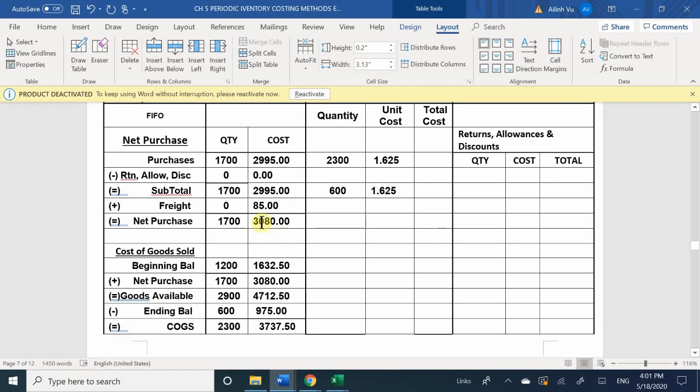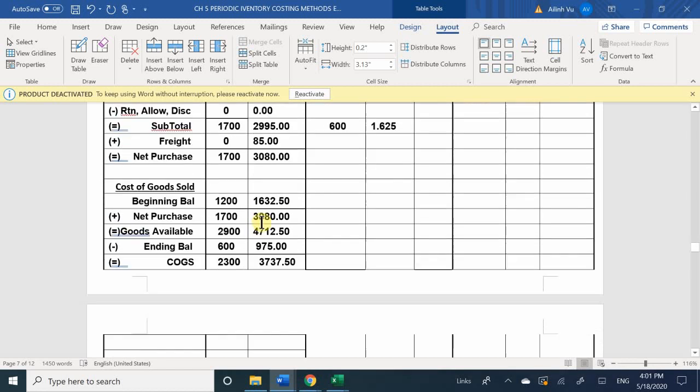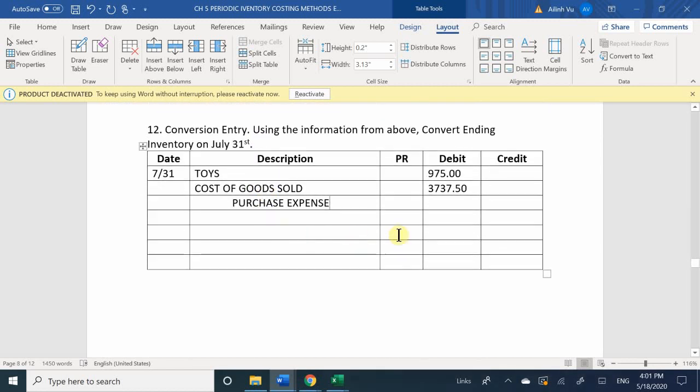Oh, wait a minute. I keep including the doggone thing. $2,995. Yes. And then the freight is $85. No, 85. Sorry, my bad. I put 185. Oh, okay. And then is that it?